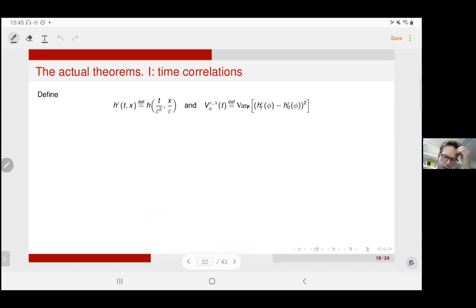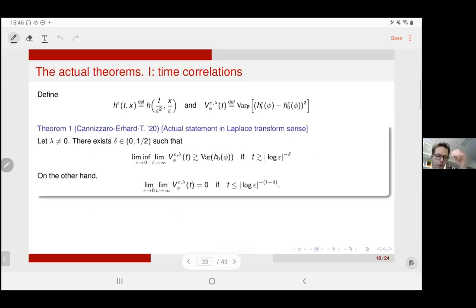Okay, so let me see the actual theorem. Again, this is the definition as before. This V phi epsilon lambda tells you the variance of the increase of H of phi between time zero and time t. And remember that this function is independent of epsilon for lambda equals zero.